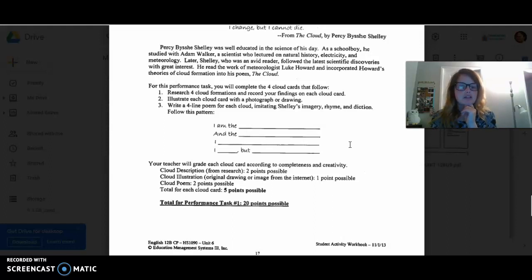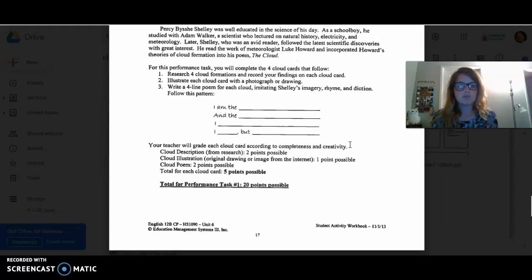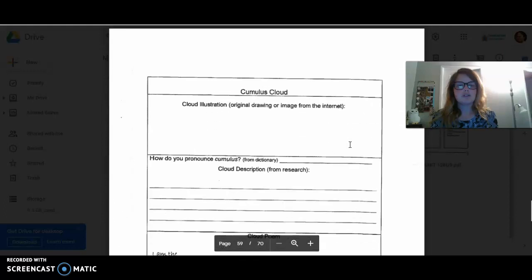I'm going to grade it for completeness and creativity. So you get 2 points for the cloud description that you researched, right? You get 1 point for the illustration. You get 2 points for the poem, and then 5 points for each card. So that makes 20 points total. So let's look at how these look.